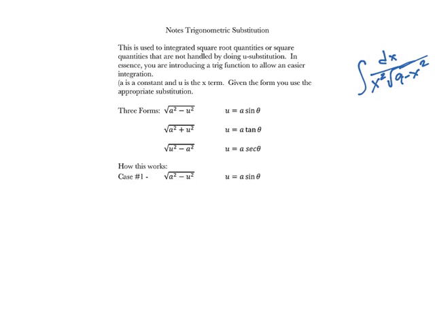All right, so you have three forms. You have a squared minus u squared. First of all, a is a constant, u is your x term. You have a squared plus u squared, and you have u squared minus a squared. And whichever form you have, it tells you which substitution to use for u.